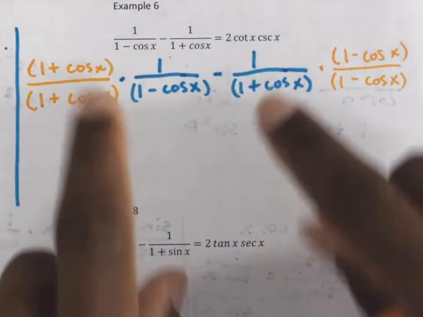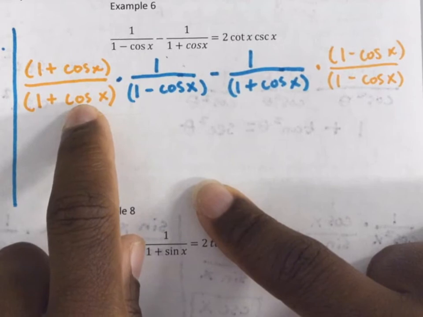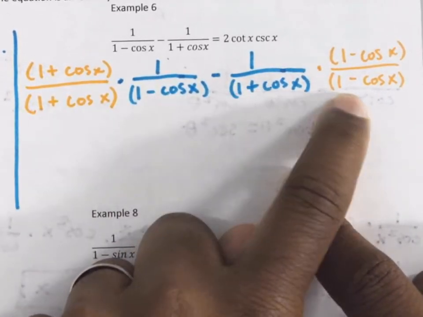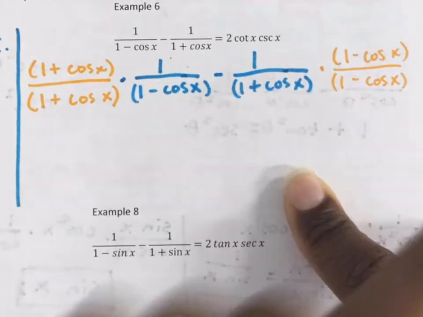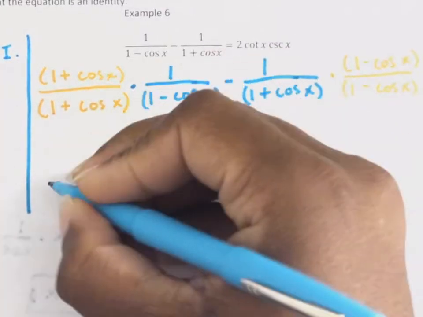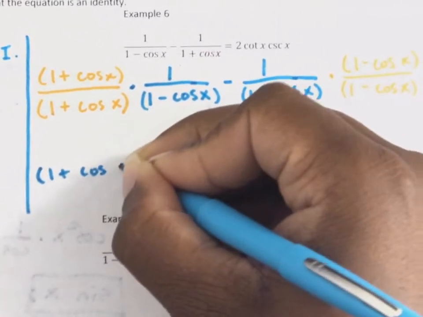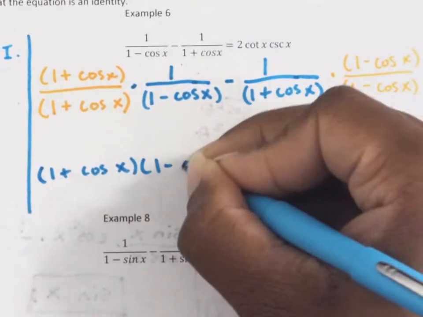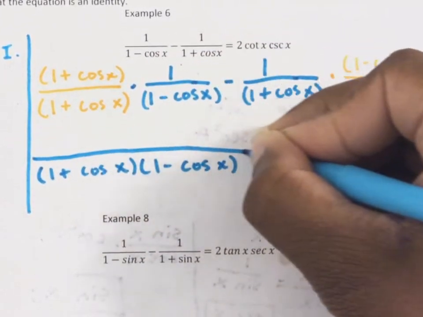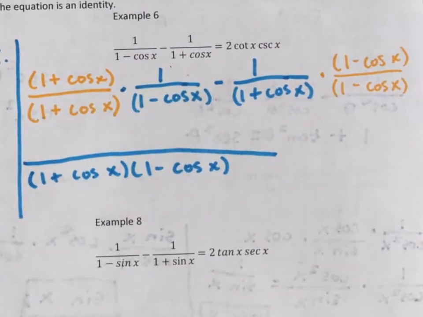So now they both have the same denominator. This right side has a denominator of 1 plus cosine x times 1 minus cosine x. This denominator is exactly the same. So now I got a common denominator of both of these things. So I get to put them together. 1 plus cosine x, 1 minus cosine x. And now I can put all the top pieces together.